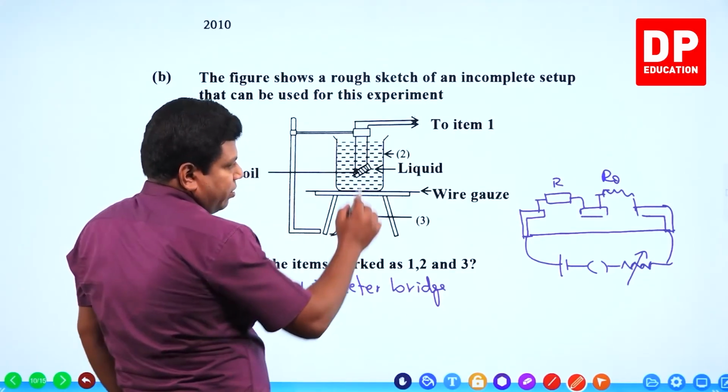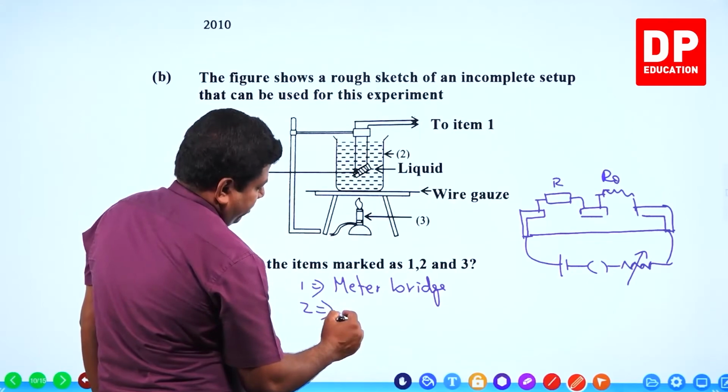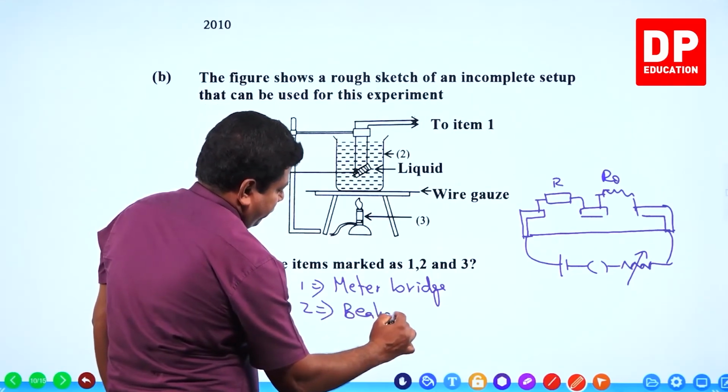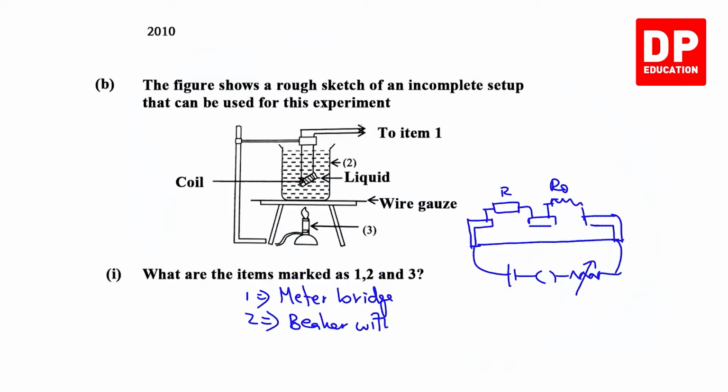2. Beaker. Correct? Beaker with water. Or we can say water bath. Or we can say beaker with water. Or you can say even hot water bath. 3 is Bunsen burner. As per this diagram, those are 1, 2 and 3.